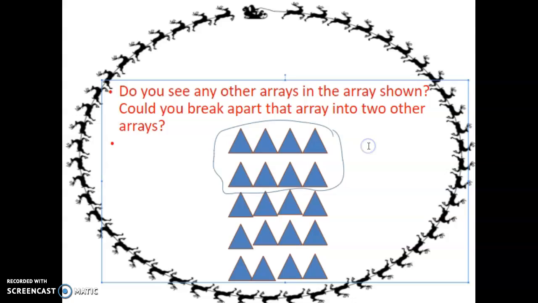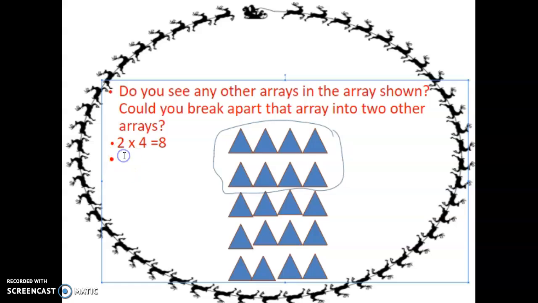So in this particular part, I can write 2 rows. So that's going to be 2 times, and then in that row I have 4. And if we look at that particular array, I can just count how many is in that circle to get 8. So the answer to 2 times 4 is 8.